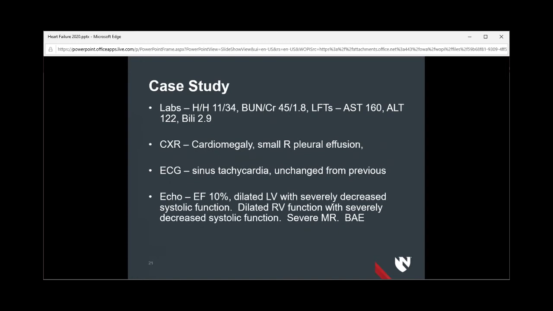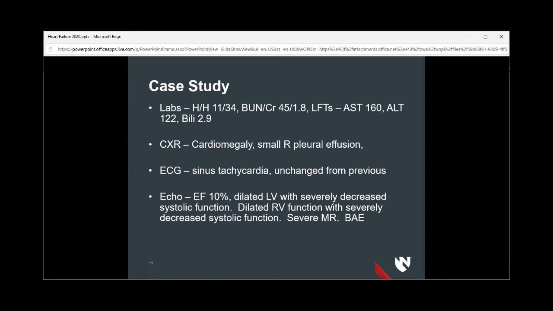So his labs, when he came in, show H&H stable, BUN and creatinine elevated, but honestly stable for most of our patients. His AST and ALT are mildly elevated, and his bili's elevated. His chest X-ray shows cardiomegaly with a small right pleural effusion. His EKG shows sinus tach, which is unchanged. His echo shows an EF of 10% with LV severely dilated and decreased systolic function, and his RV is severely decreased systolic function. He now has severe mitral regurgitation.